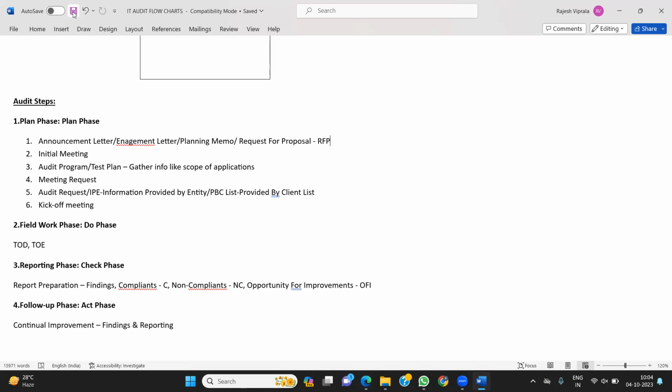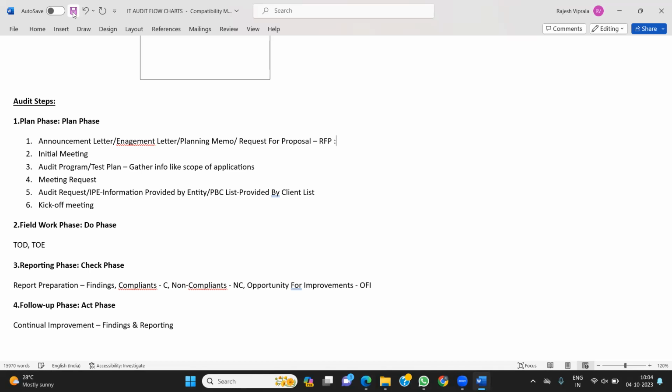So when KPMG gets a request, they will ask the HDFC Bank to send the details in a pro forma base, in a letter format or in a document format. Correct? Because they have to understand what the scope of the audit is. First thing. So this comes under the scope of the audit.